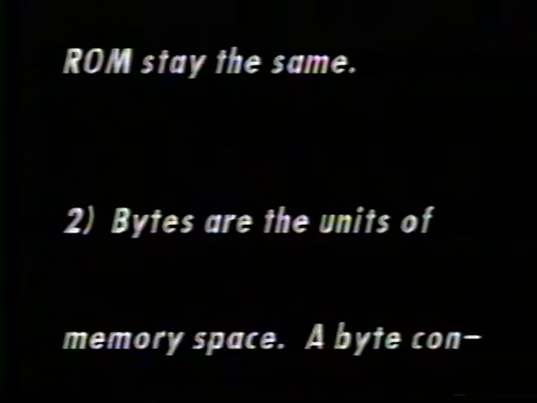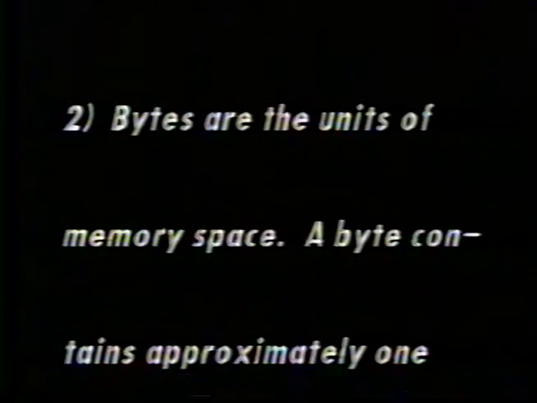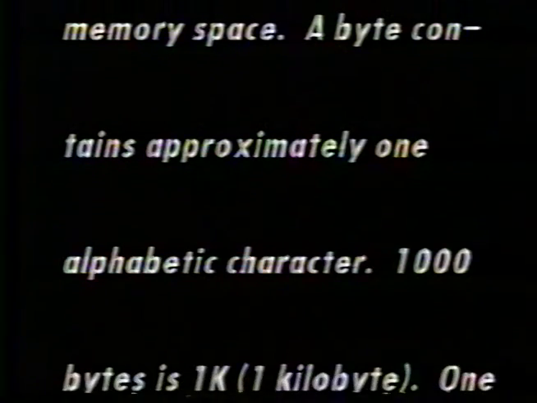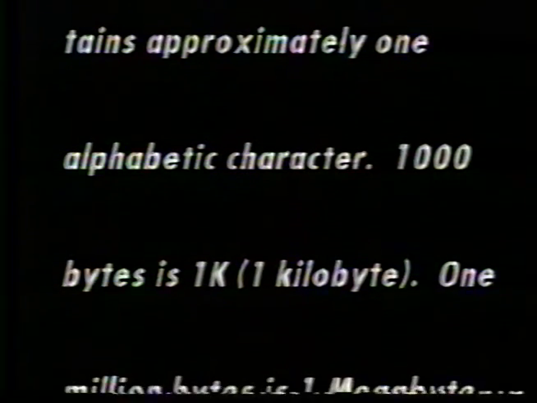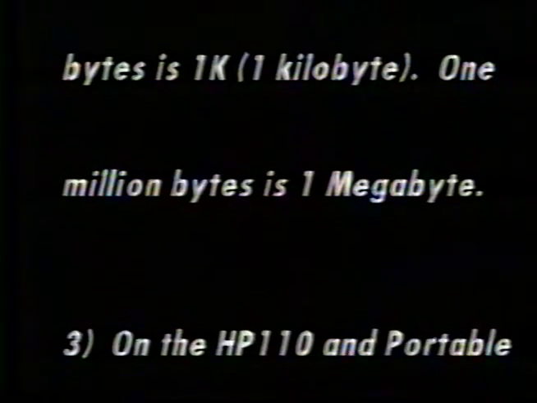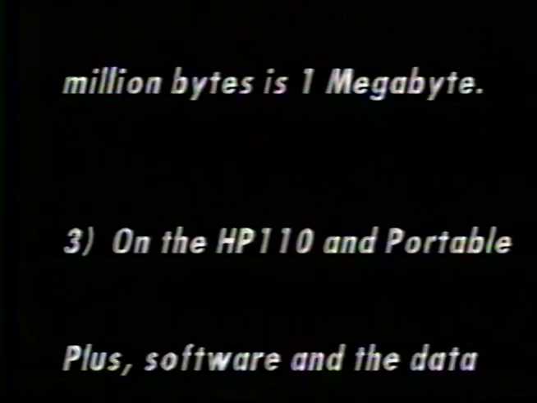2. Bytes are the units of memory space. A byte contains approximately one alphabetic character. 1,000 bytes is 1K, 1 kilobyte. 1,000,000 bytes is 1 megabyte.